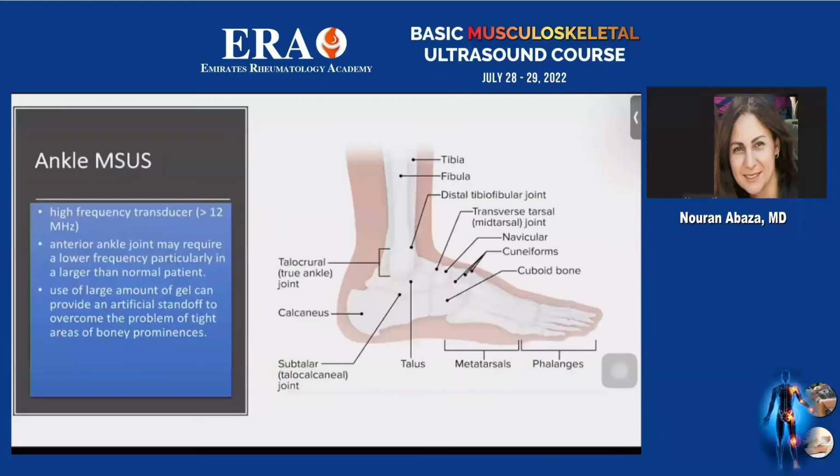Well, the most important thing when you're dealing with the ankle joint is to use a large amount of gel, because you have many small irregular bones. Most often your probe will need a large amount of gel to have a standoff, so you can have an acoustic window to look at the structures. So this is the most important thing. You will often need a high frequency transducer, higher than 12 megahertz, but it also depends on the build of the patient. If you have a large or overweight patient, you might need a lower frequency.